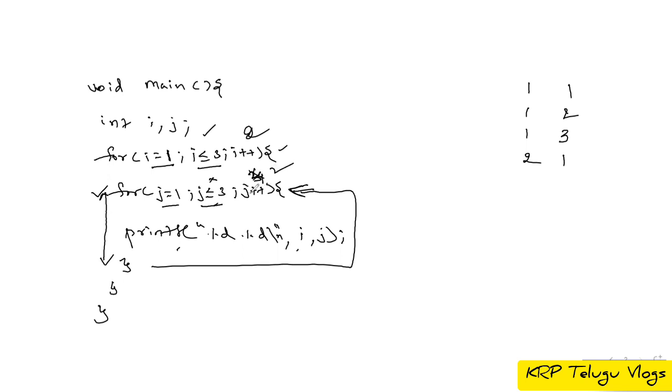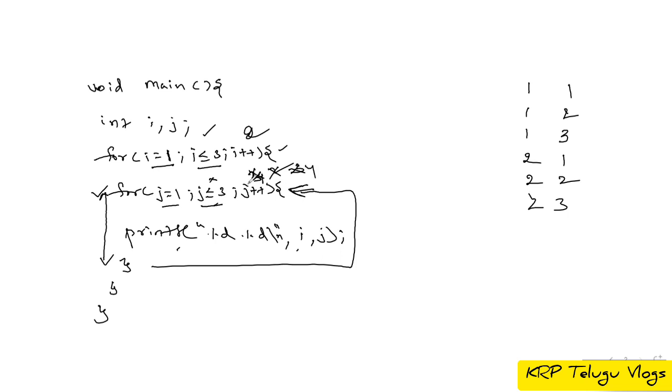Now j value will be incremented to 2. So 2 less than or equal to 3 is true. So now it will print i comma j. What is i value? 2. j value 2. So 2 2 is printed. Now j will be incremented to 3, so 2 3 will be printed.